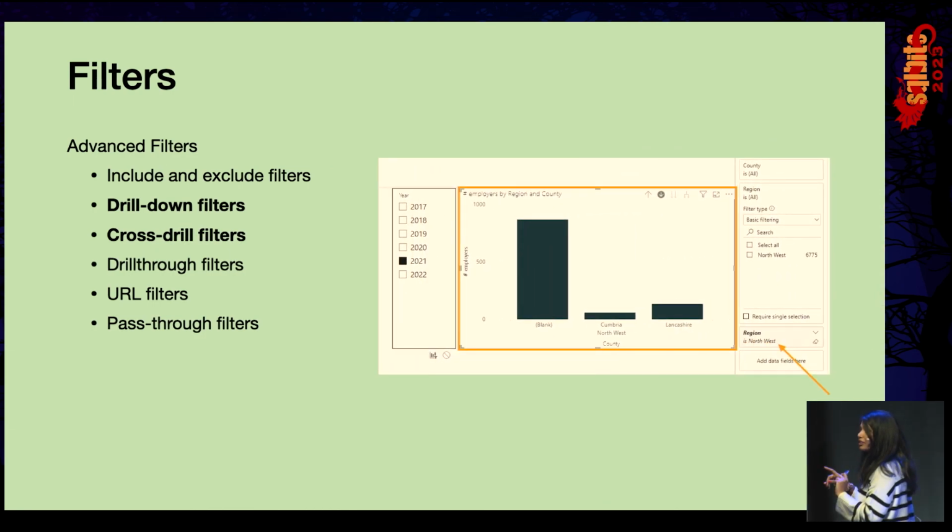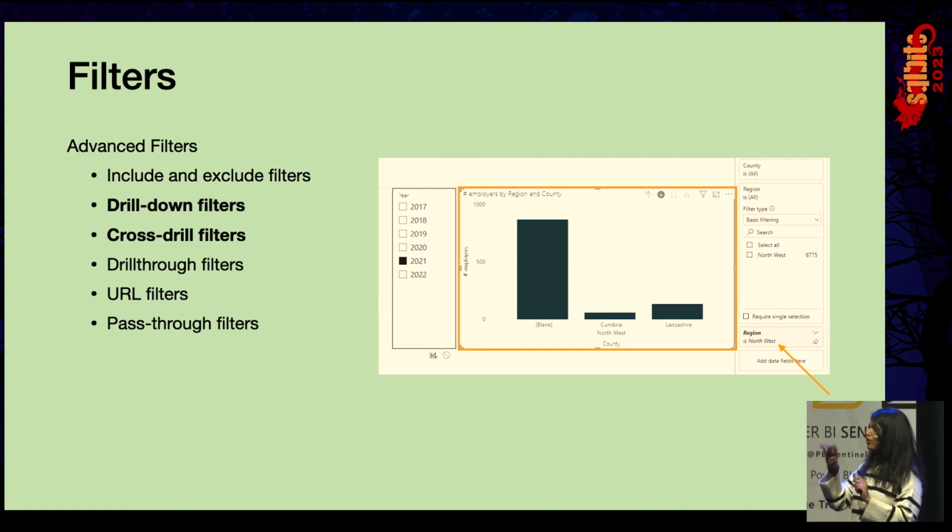The other thing we have is the cross drill filters. For example, when you're doing the cross filtering on the visual, cross drill filters get applied whenever you're doing the cross drill filtering on the overall report. When you are basically interacting with your visual, these kinds of filters get automatically applied.